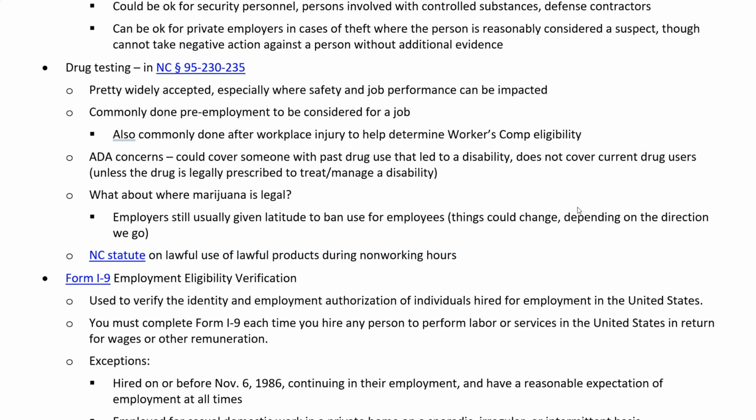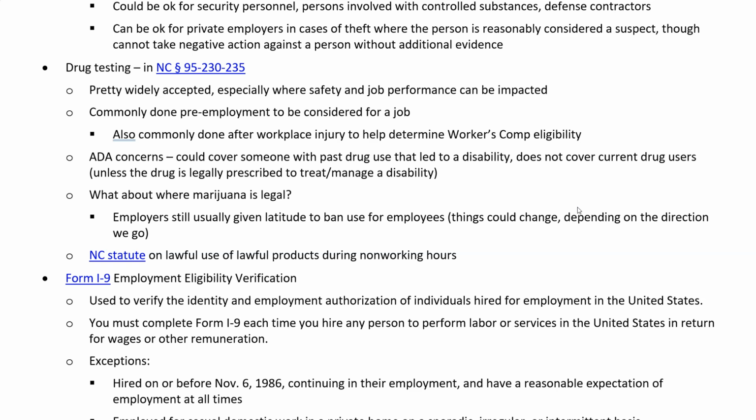On that topic, North Carolina does have a statute about the lawful use of lawful products during non-working hours. So we're thinking about things like alcohol and tobacco are probably the biggest ones. Alcohol would be the biggest one probably here, to make sure somebody's not intoxicated during working hours. But in most cases, I'm not going to be able to discriminate against somebody because they're using a lawful substance during non-working hours and it's not affecting their job.